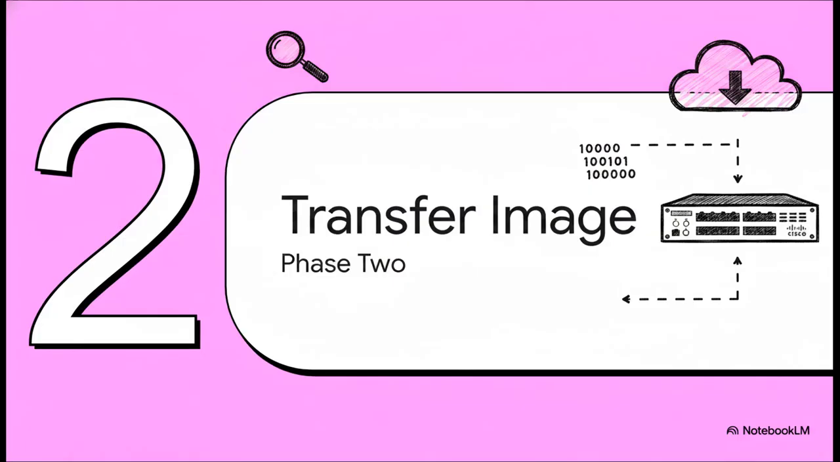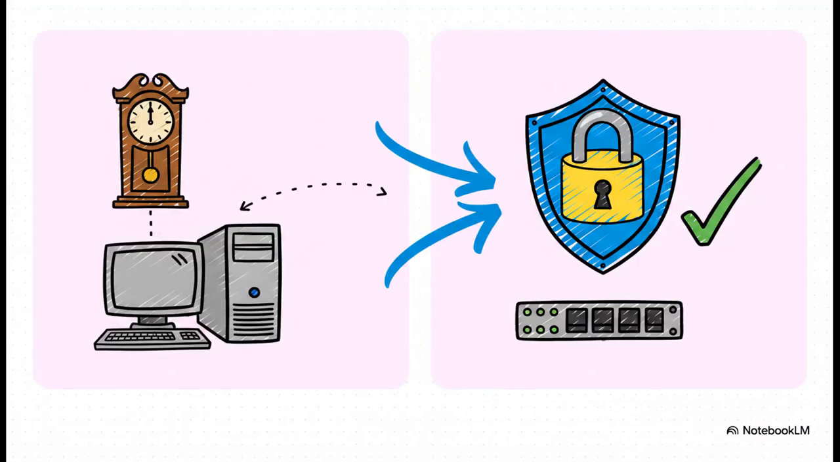Moving right along to Phase 2, transferring the new image. Okay, so you've grabbed the correct iOS XE .bin file from the Cisco Software Download Center. Now, how do we actually get it onto the switch? Well, you generally have 2 main methods. TFTP is your classic tried-and-true approach, but if you have SCP or Secure Copy Protocol enabled on your network, that is for sure your preferred route. It's secure, it's reliable, and it's exactly what you should aim for.